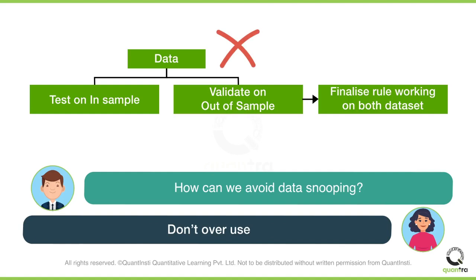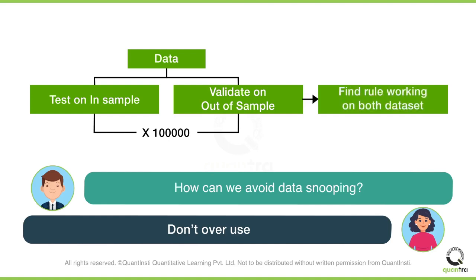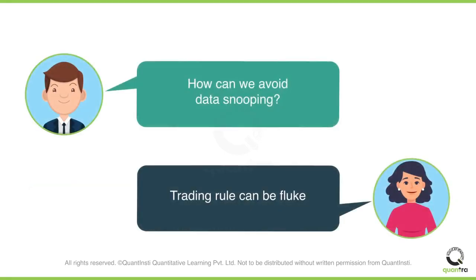Again, be careful not to overuse this approach. If you keep on doing this repeatedly, that is, generate tens of thousands, or hundreds of thousands of trading rules, then you will find a trading rule that works both on in-sample and out-of-sample dataset. This trading rule could just be profitable due to a fluke.